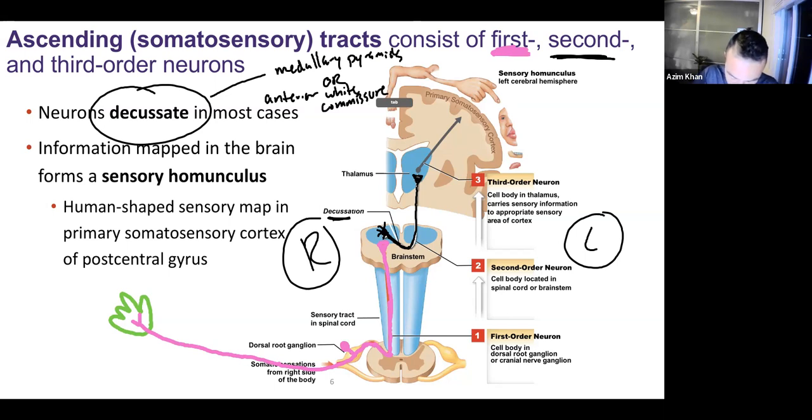That would be down here, but we don't see that here, so I'm going to erase this. So we get decussation. If you feel something with your right hand, it's going to get processed in your left brain. Our third order neuron, which I'm going to draw in dark blue, happens to start in the thalamus. This is pretty much true for all somatosensory pathways.